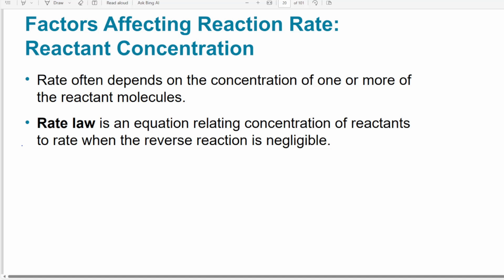The rate of a reaction is often, but not always, dependent on the concentration of one or more of the reactant molecules. A rate law is an equation relating the concentration of reactants to the rate, assuming that the reverse reaction is negligible.